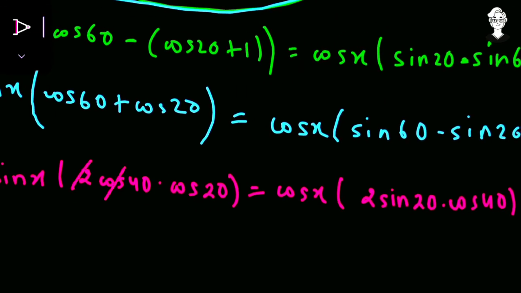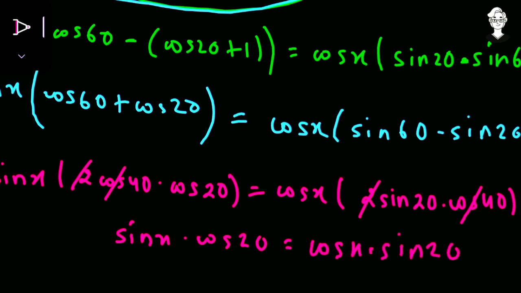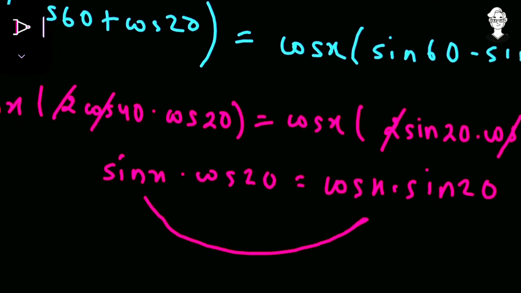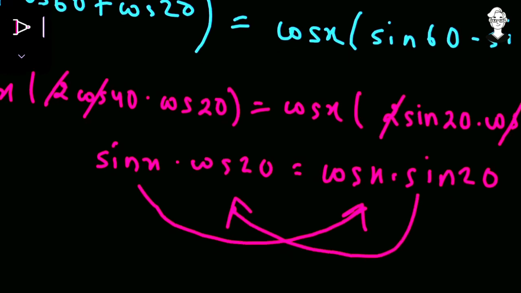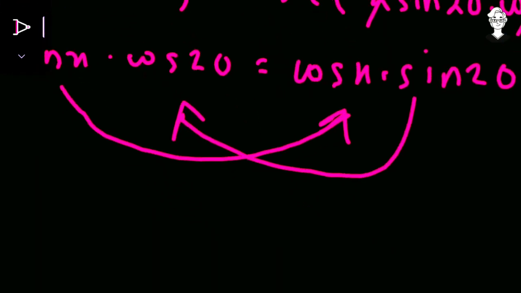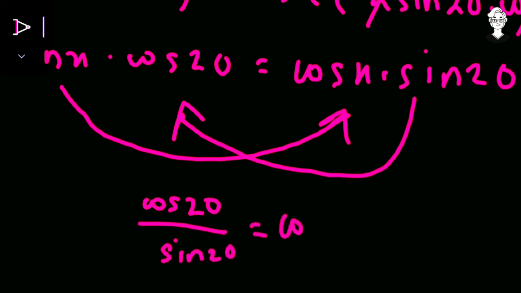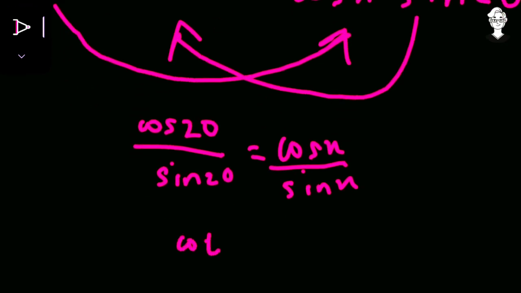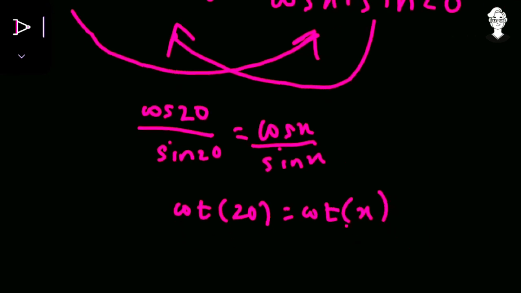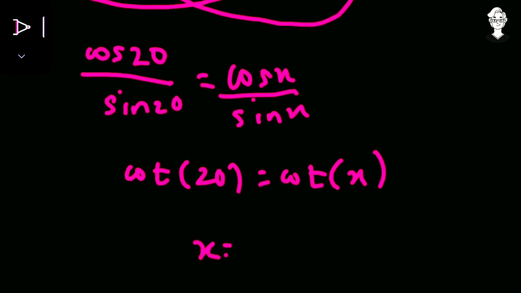Now 2 cos 40 and 2 cos 40 get cancelled out. So sin x into cos 20 is equal to cos x into sin 20. Now this sin x can be shifted as division, and this sin 20 can be shifted as division. So cos 20 upon sin 20 equals cos x upon sin x. And from here it's very beautiful, it would form cot of 20 degree equals cot of x. Now comparing both the sides, we get that x is equal to 20 degree.